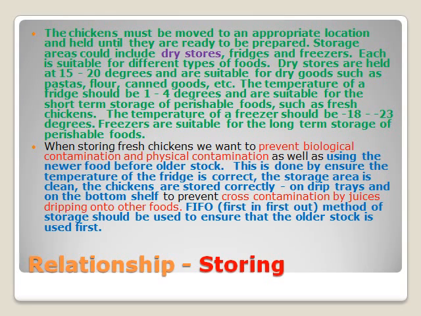When storing fresh chickens, we want to prevent biological and physical contamination, as well as using the newer food before the older stock. This is done by ensuring the temperature of the fridge is correct, the storage area is clean, the chickens are stored correctly on drip trays and on the bottom shelf to prevent cross-contamination by juices dripping onto other foods. FIFO, first in, first out method of storage should be used to ensure that the older stock is used first.